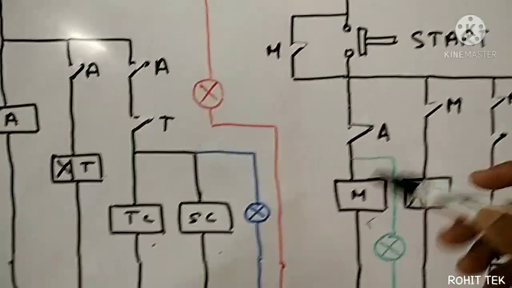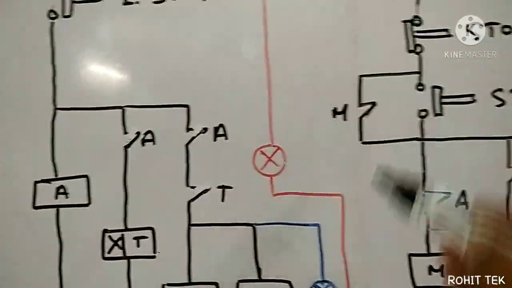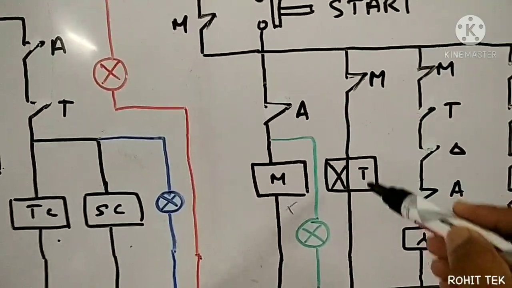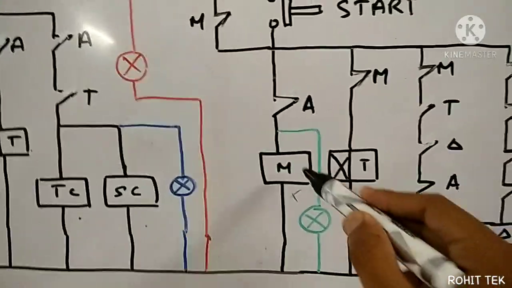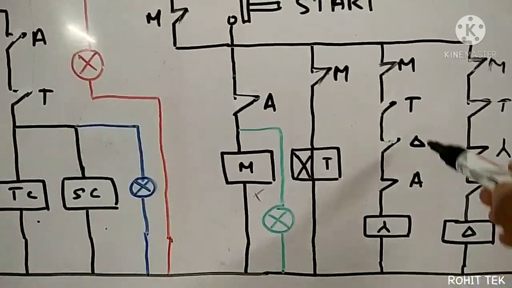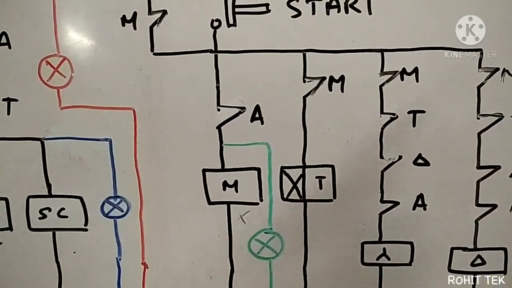By starting this motor, what will happen? This main contactor will again get energized, its contact states will change, like this, like this, like this. This timer will get energized, meaning at first the motor started in star configuration, then after a delay, what will happen?